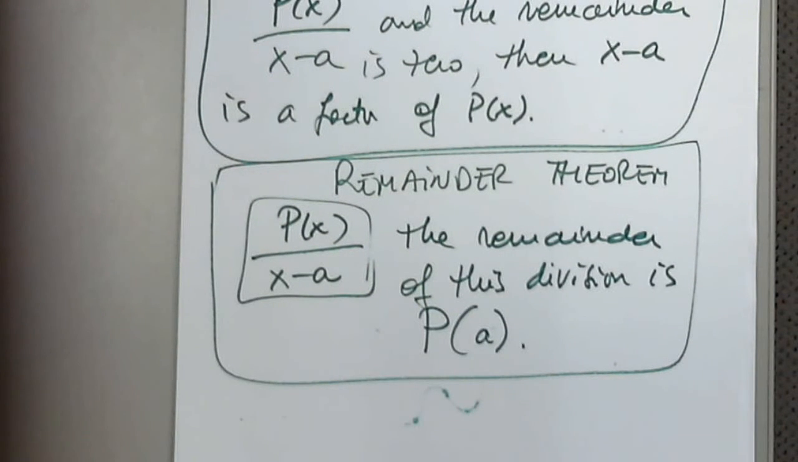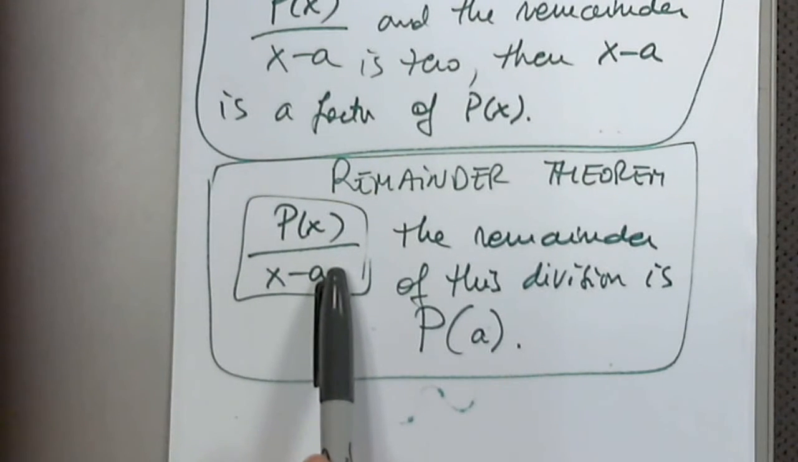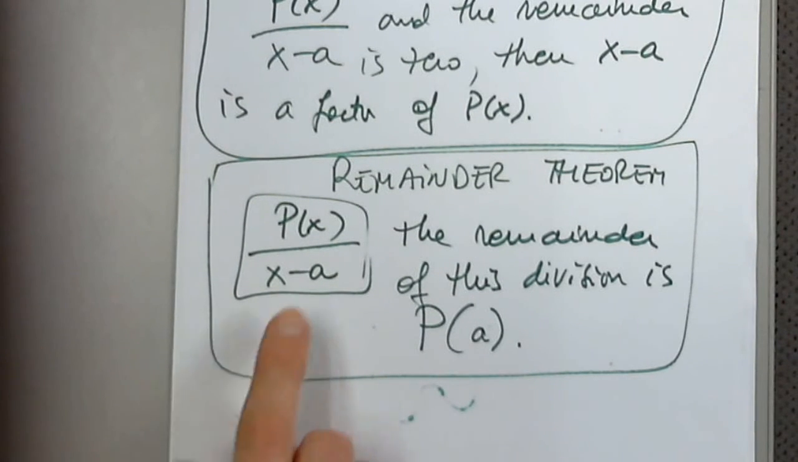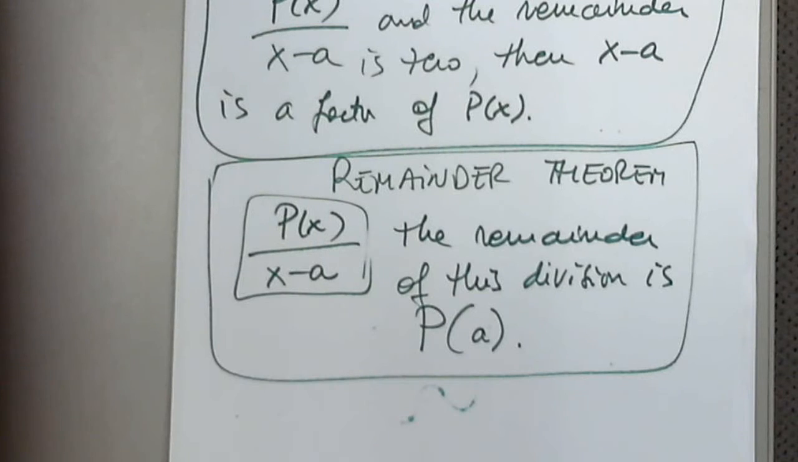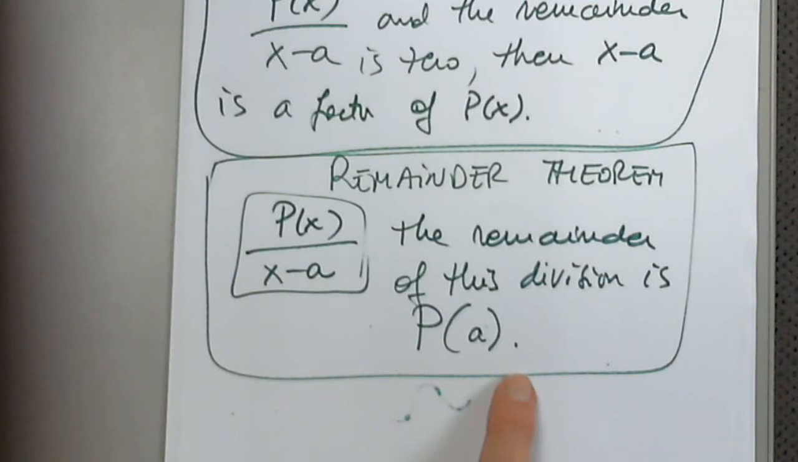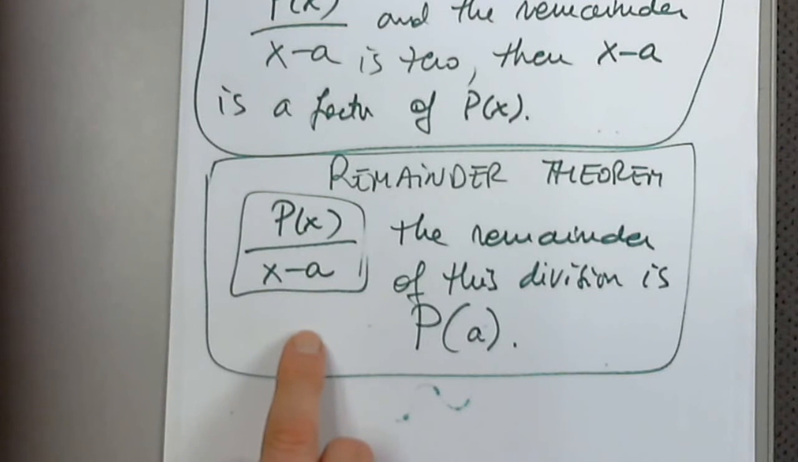So I'm saying this to you. If you're not interested to find the quotient, and you're only interested to see whether x minus a is a factor of p of x, all you have to do is replace x by a. And if the answer is 0, then you will say x minus a is a factor. So let me give you an example.